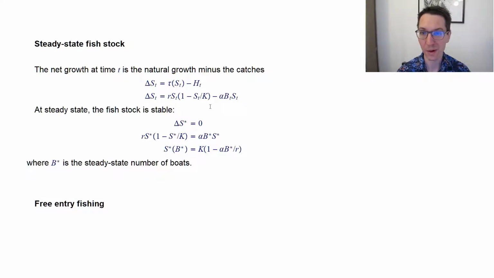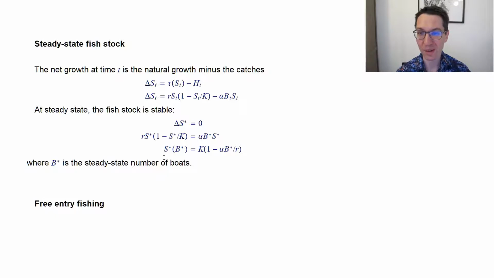So what do we know about this in the steady state? Well, we know that the stock must not change. That's what steady state means. So delta S star has to be equal to 0. So we simply use this fact to simplify this expression, and we find that the steady state stock of fish, S star, is actually a function of the steady state number of boats, B star. It's a negative function because with more boats in the ocean, fewer fish are going to live.